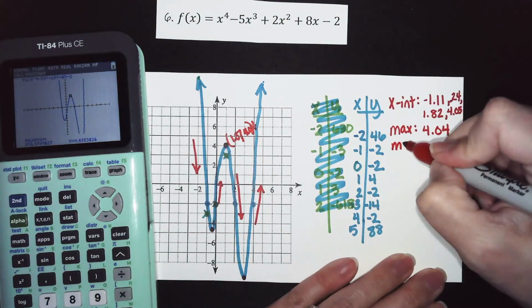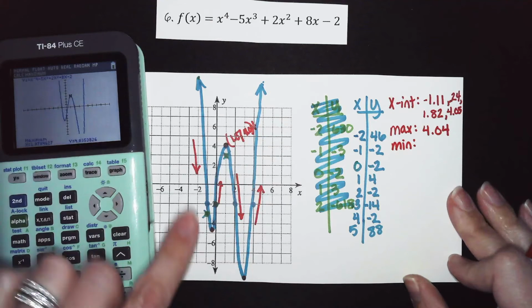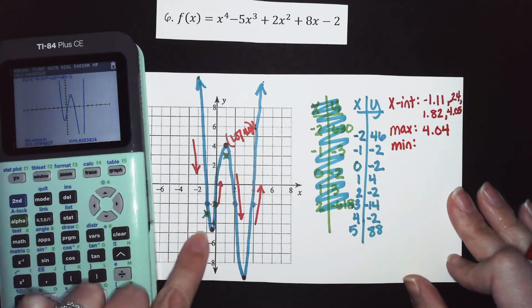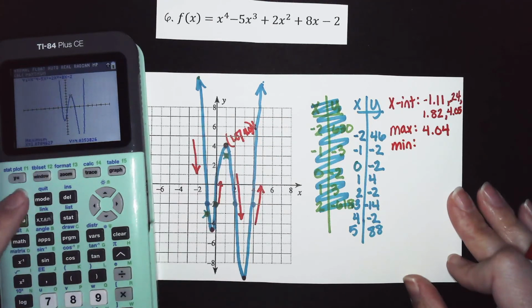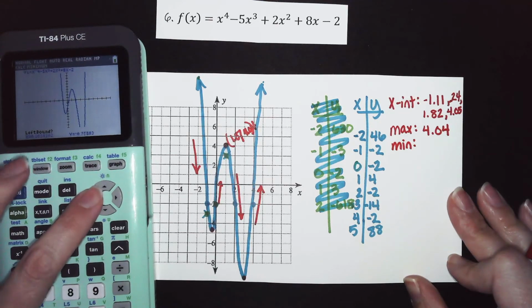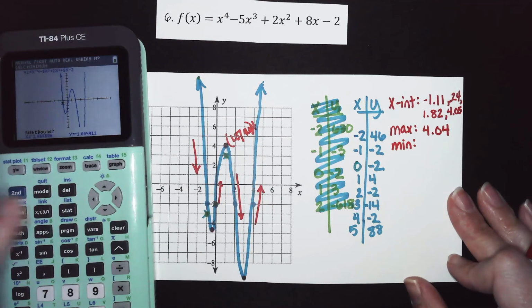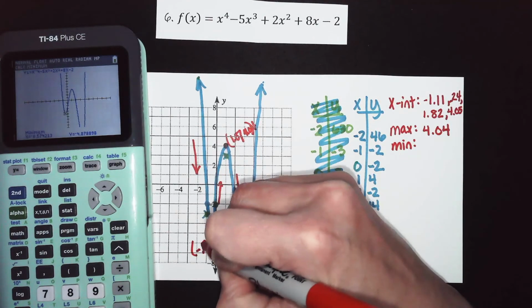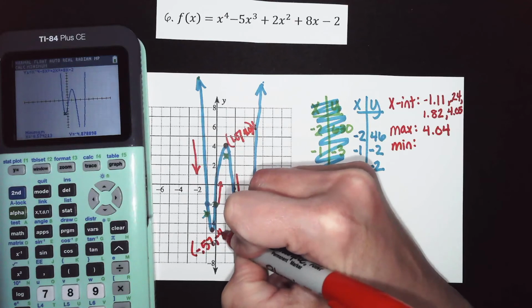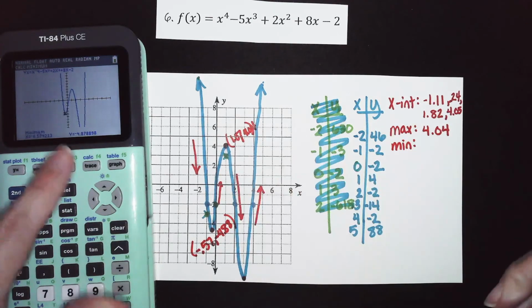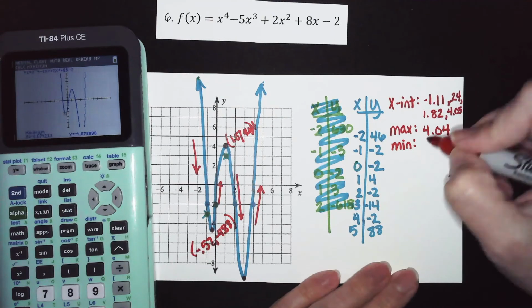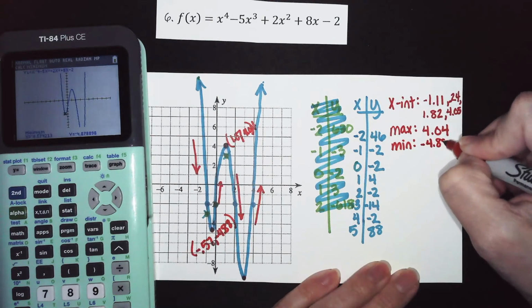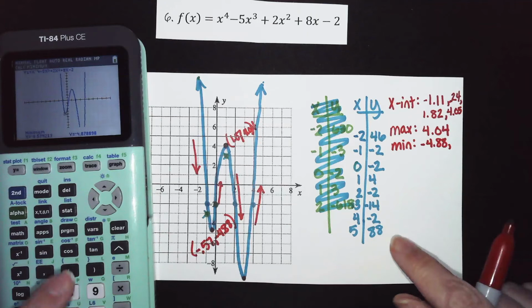Now we need our mins. I do have two of those. I had two valleys. So let's find this one first by going second calc. I want number 3. That's a minimum. So I want to be on the left side of that valley, push enter, and then go to the right side, push enter twice. And it tells me this point is negative 0.57, comma, negative 4.88. When I round that, that's what I get. So this is a negative 4.88, because it's the y value.